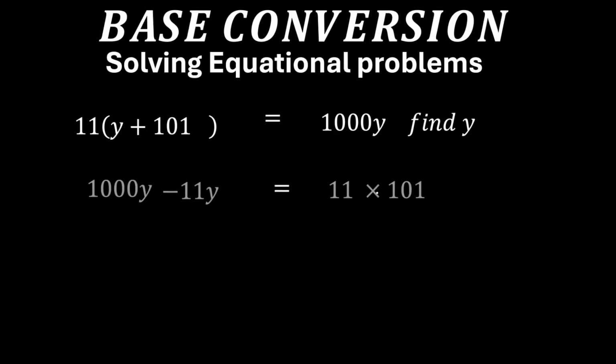Should that be the case, what is the next thing that we need to do? Let us simplify our equation. So everything became this way. So at this point in time, we are having 1000y minus 11y is equal to 11 multiplied by 101. Are you getting me? So now, let us simplify this one first.